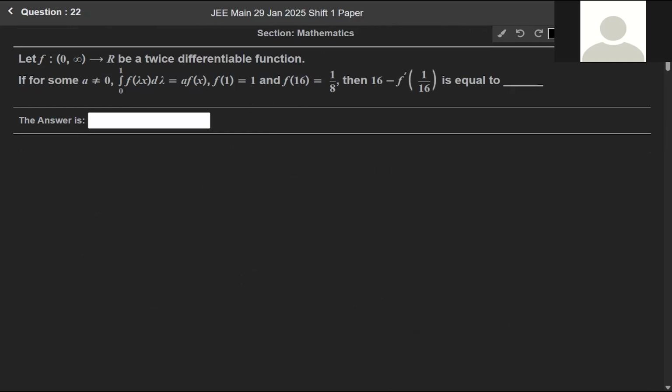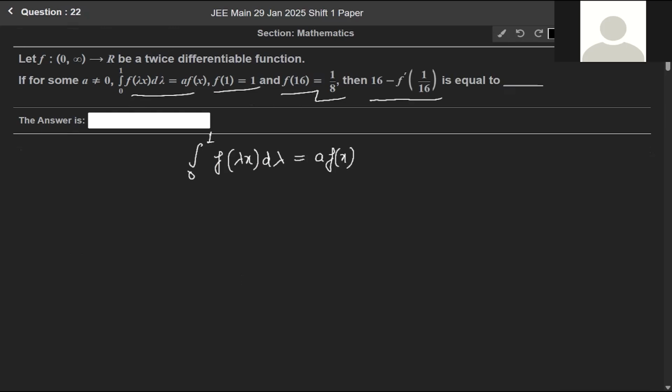Let f from 0 to infinity to R be a twice differentiable function. If for some a not equal to 0 we are given this limit 0 to 1, this function, and f(1) equals 1 and f(16) equals 1 over 8. So we have to find the value of 16 minus f dash 1 over 16. Okay. So we are given the integral from 0 to 1 of f(lambda x) d lambda equals a f(x).